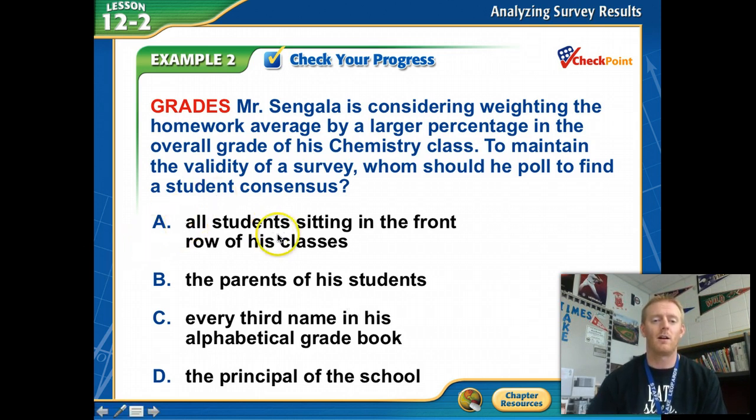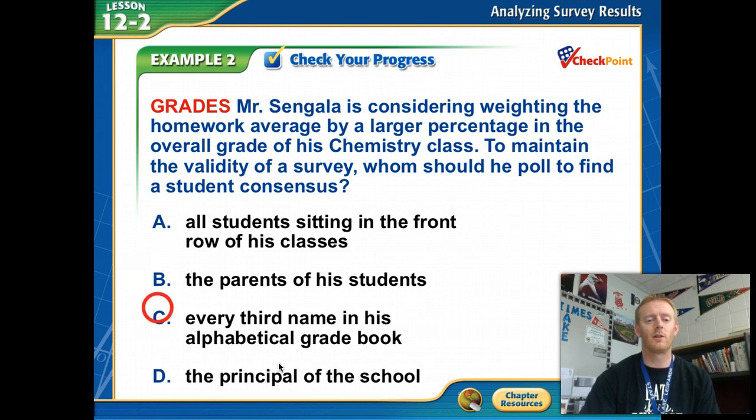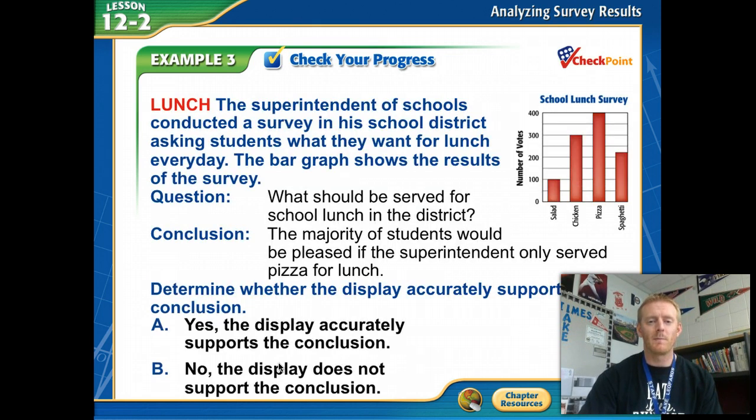A, all students in the front row of his classes. Well, that's only going to be just front row kids. Parents of the students, every third, and the principal. So to be random and be getting a consensus of most students, the best choice right here would be the every third kid in his grade book when it's been alphabetized. We have one more question here, then we're on to our open response and done for the day.